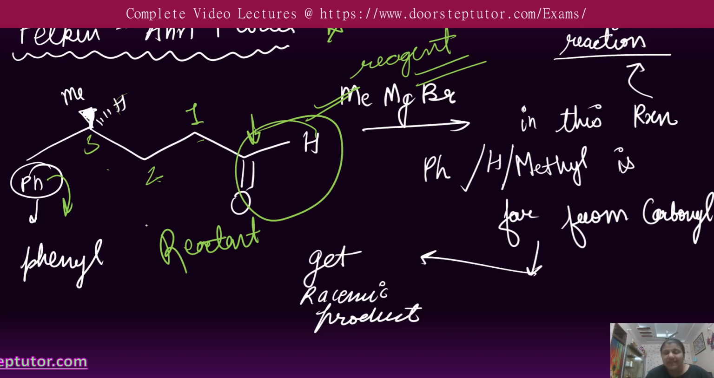So in such reactions, we are going to get racemic products. Why? Because here the carbonyl group, the C=H, is very far away from the asymmetric center, which has a phenyl, H, or we can have a methyl group as well. So they have a very good distance.